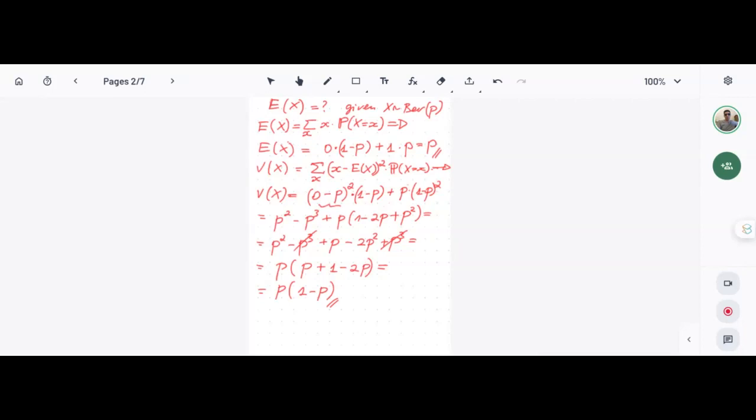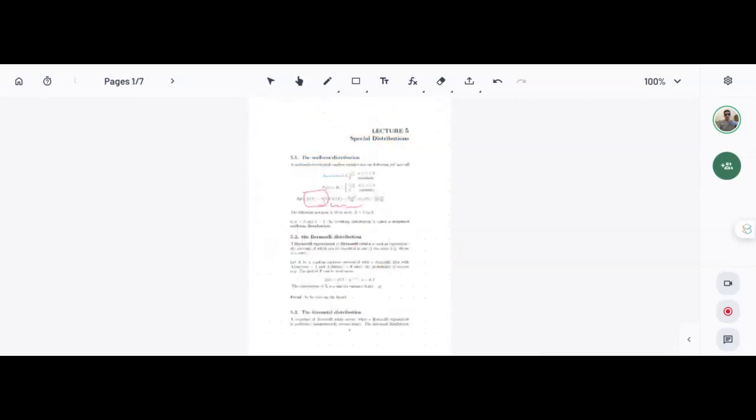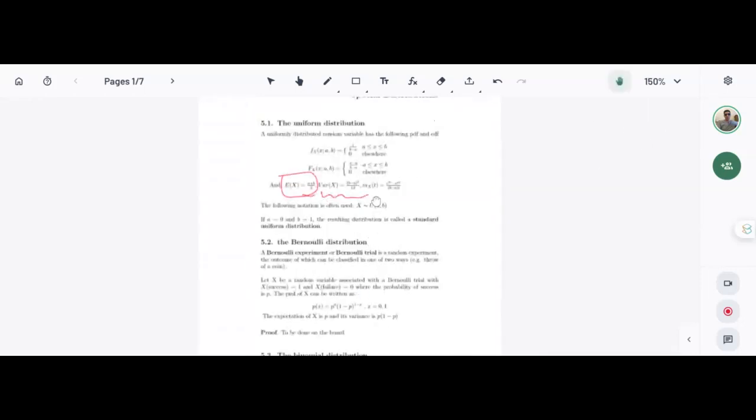So keep in mind that when you have a Bernoulli distribution, its expectation is equal to p all the time, and its variance is equal to p times 1 minus p. Okay, so let's move on. What is next?